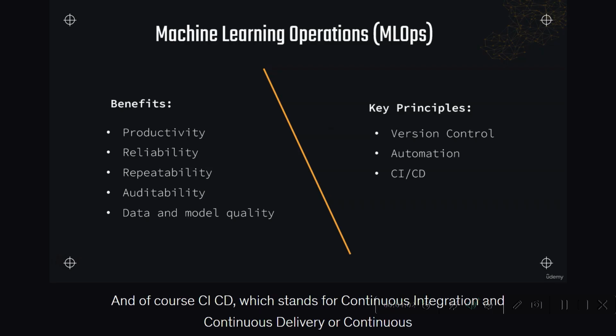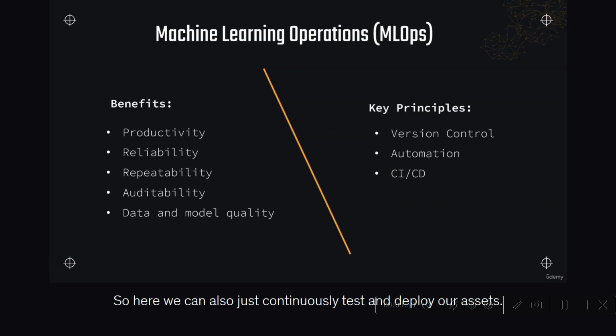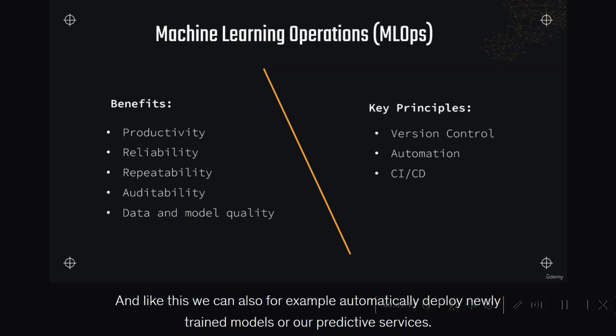And also, of course, we can automate testing, which helps to just discover the problems earlier and fix the errors faster. And of course, CI/CD, which stands for continuous integration and continuous delivery or continuous deployment. So here we can also just continuously test and deploy our assets. And like this, we can also, for example, automatically deploy newly trained models or our predictive services.